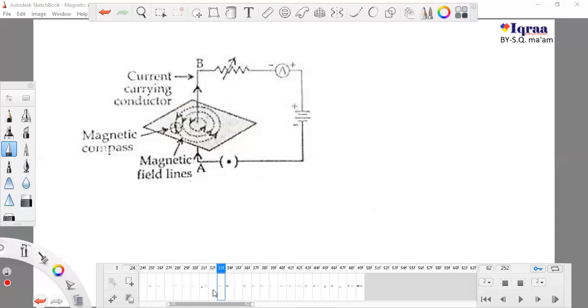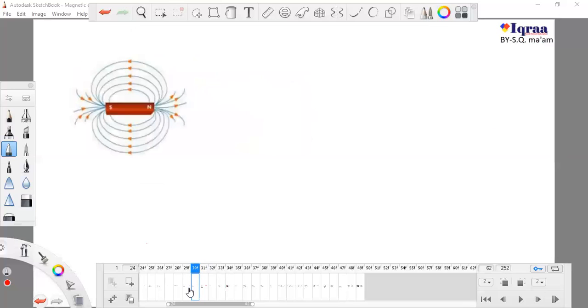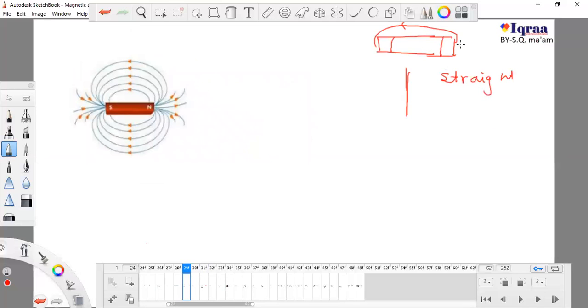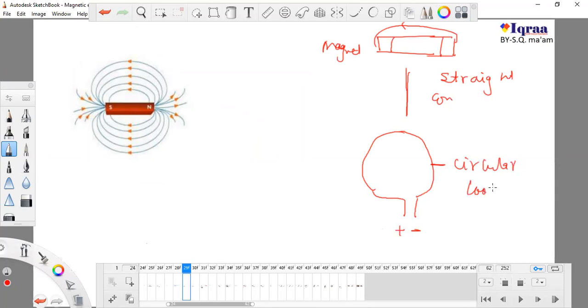I'm just using, so this is for the magnet, this is for the straight conductor, and another case, okay, not definitely the last case. In this case we are using a circular loop, okay, a circular loop. So in this circular loop we can find many directions, but right now we are going to study only these two directions.